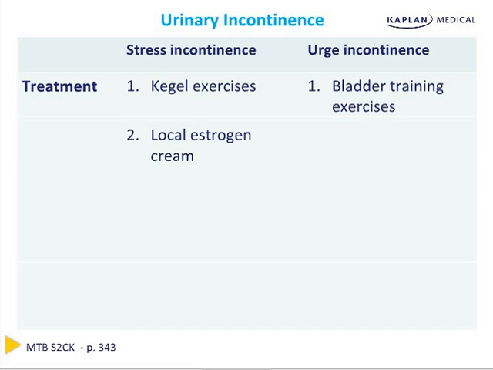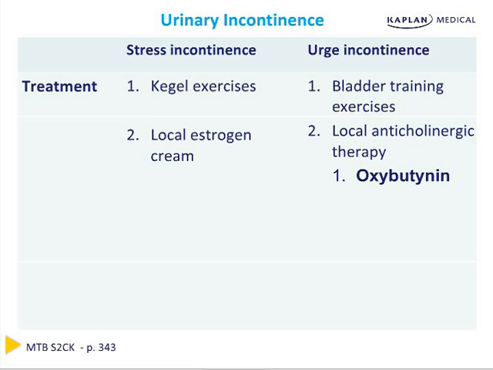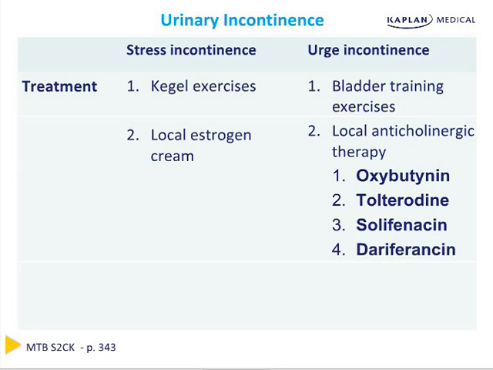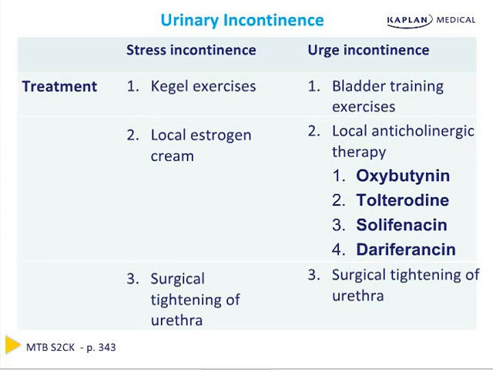For pharmacologic therapy, local estrogen cream is used to treat stress incontinence, whereas anticholinergic therapy is prescribed for patients with urge incontinence. Specific medications that can be used are oxybutynin, tolterodine, solifenacin, and darifenacin. For surgical therapy, actually tightening the urethra can be beneficial for both stress and urge incontinence. This concludes this section.